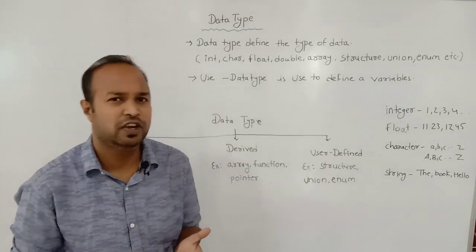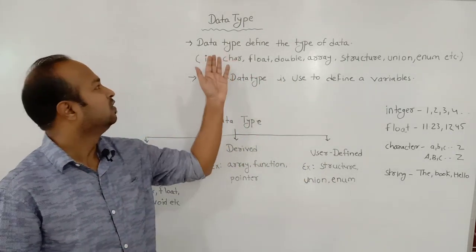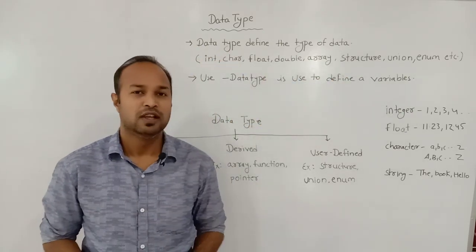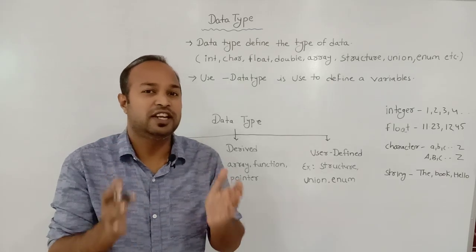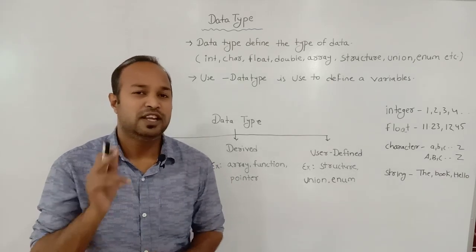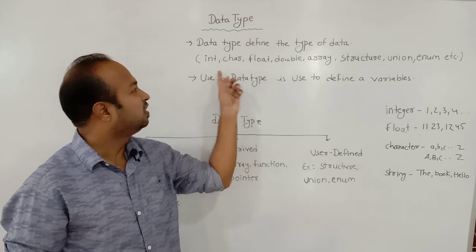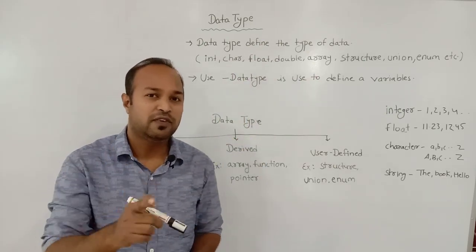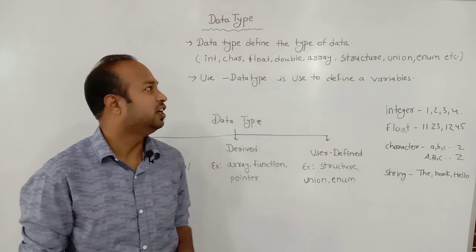There are different types of data which we use in C, for example, int, char, float, double, array, structure, union, etc. And what do you mean by data type? Data type defines the type of data. There are different types of data, and data type defines the type of data.